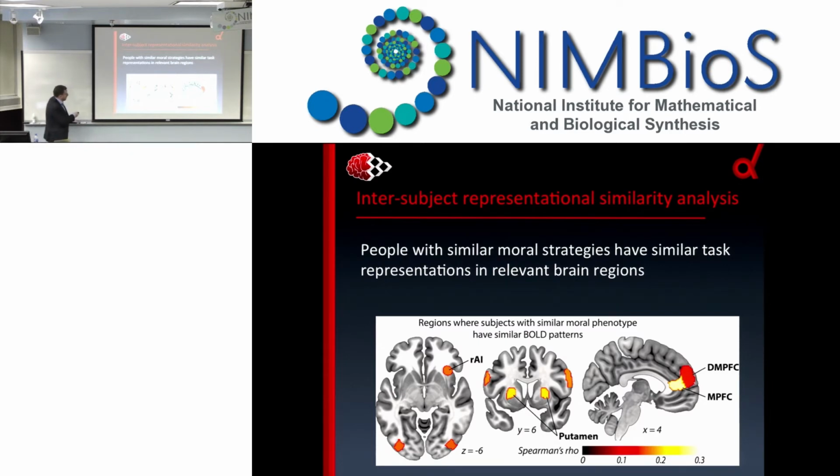So we find areas like the insula I showed before. This is an area often involved in negative affective responses. We see the putamen involved in the reward center, and also the medial prefrontal cortex and dorsomedial prefrontal cortex. These are heavily involved in valuation. So there were no big surprises here, which is good.